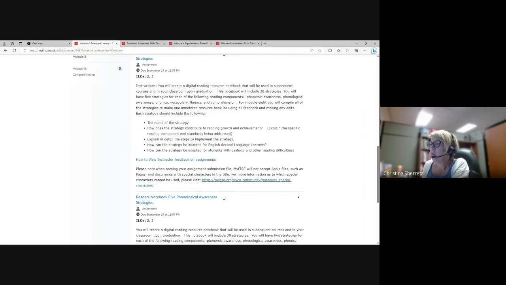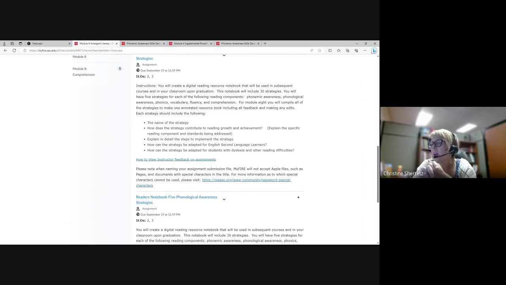How does the strategy contribute to reading growth? This particular strategy is for phonemic awareness. I'm going to explain the difference between phonemic awareness and phonological awareness in a second. So you would explain how this contributes to phonemic awareness. Step 3, explain in detail the steps to implement the strategy. So you're going to have to summarize what is stated in the book and state that in step-by-step sequence. This is where it all comes from you.